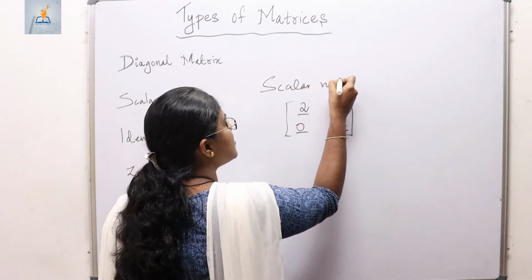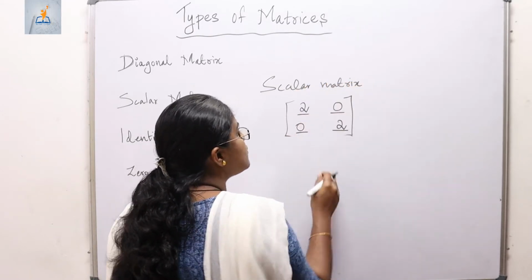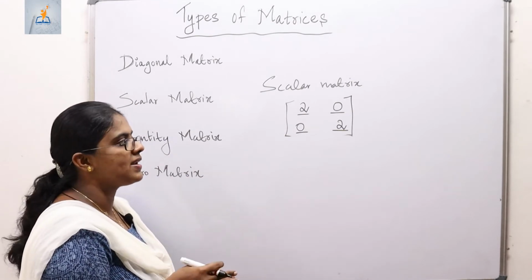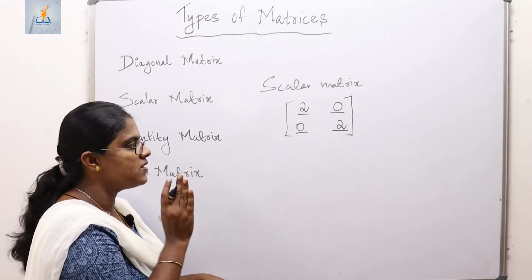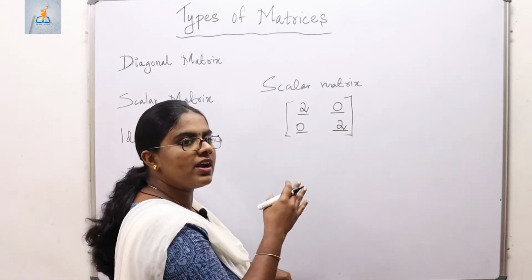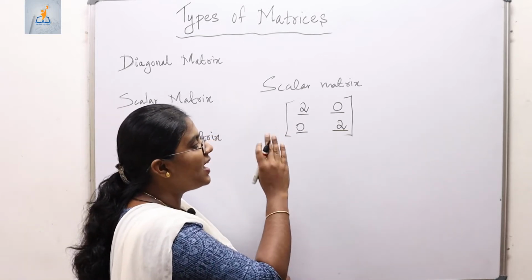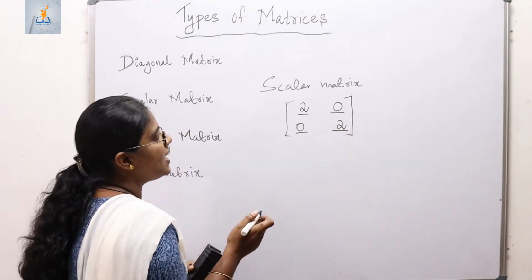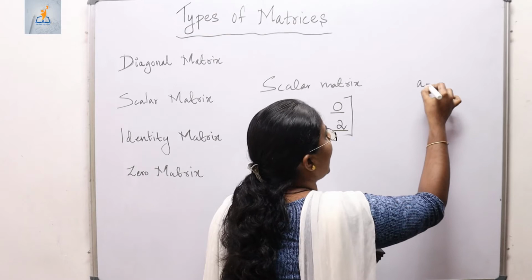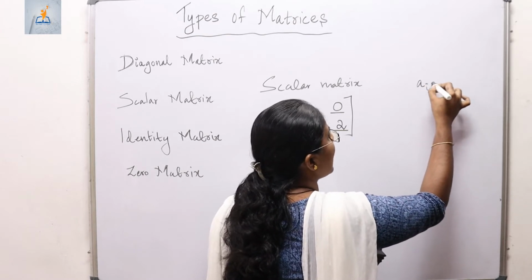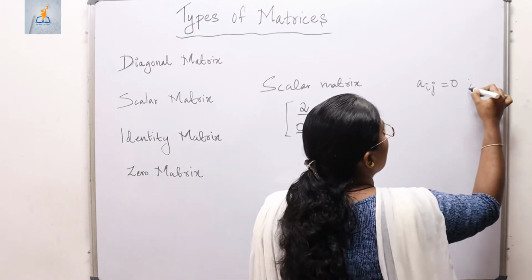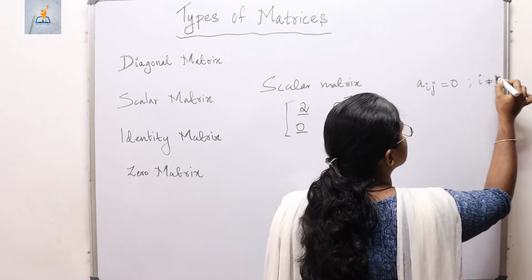So what is the definition of a scalar matrix? It should be a diagonal matrix. A diagonal matrix is a matrix whose non-diagonal elements are 0. And one more condition is there, that the diagonal elements should be same. So in general, we can say that Aij equals to 0 if i not equals to j.